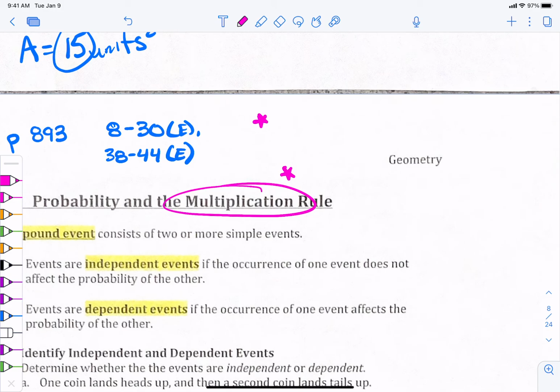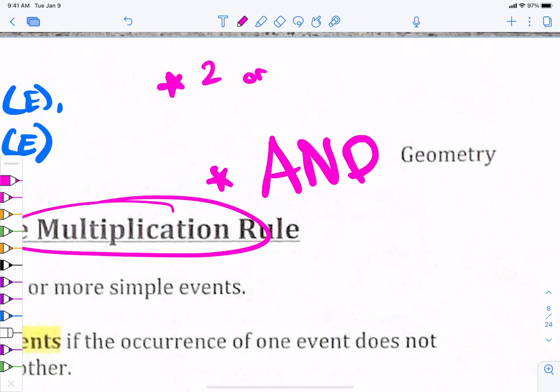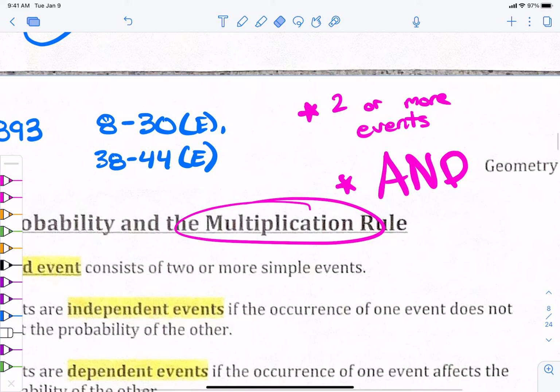You know you are multiplying when something happens. It's an "and." There are two or more events, two or more things happening, and it is an "and" separating them. Okay? This is how you know when you are multiplying.